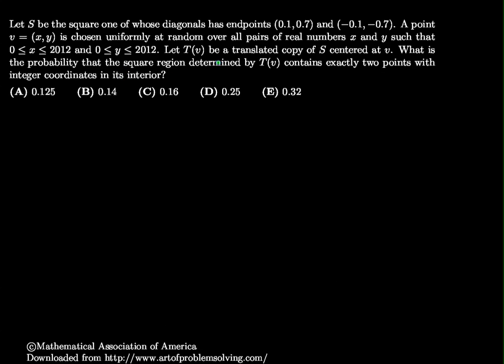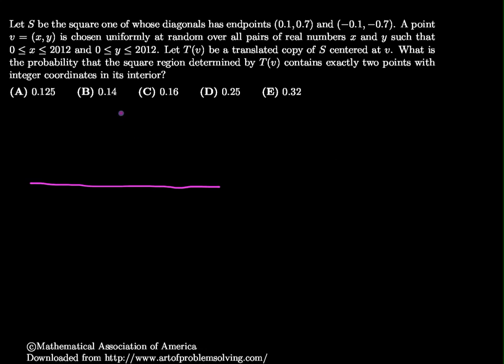Let T of V be the translated copy of S centered at V. What is the probability that the square region determined by T of V contains exactly 2 points with integer coordinates in its interior? Okay, that's a mouthful right there. So let's do some sketching, see what we can see.